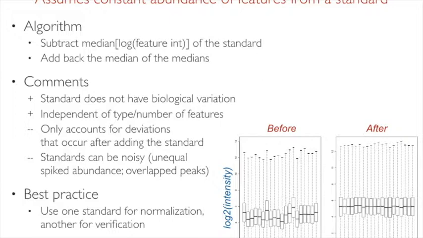The best practice that I've seen so far is to have multiple standards which control for multiple steps. Ideally, you would have a pair of standards, one standard for normalization and the other standard for verification. You would only use one standard to apply this algorithm, and then you have the second protein to see, okay, did I make it better or worse? If the second protein became worse, then you have reasons to think that your standard was not very good. It's a compromise, but it's a reasonable compromise.